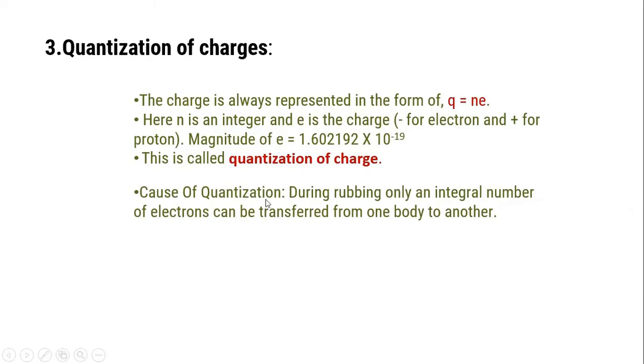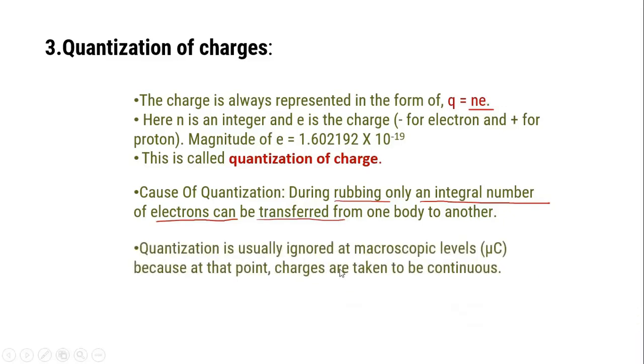Now what is the cause of quantization? The cause of quantization is that during rubbing, only an integral number of electrons can be transferred. Keep that in mind, this is the key statement. Only an integral number of electrons can be transferred. It means that either 1, 2, 3 or 4 electrons can be transferred, not a fraction, that is, half of an electron, 3 by 2 of an electron, or 4 by 5 of an electron will never be transferred. That is what is meant by the quantization of charge. Whenever electrons are transferred, they are always transferred in an integral multiple of E.